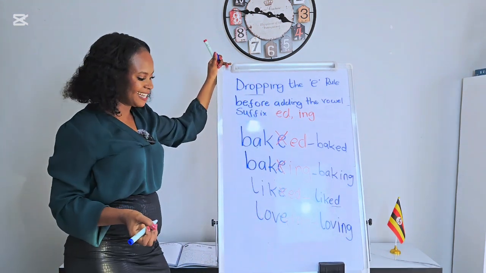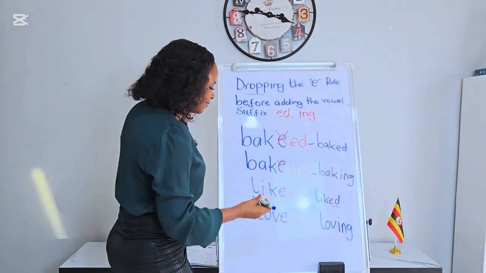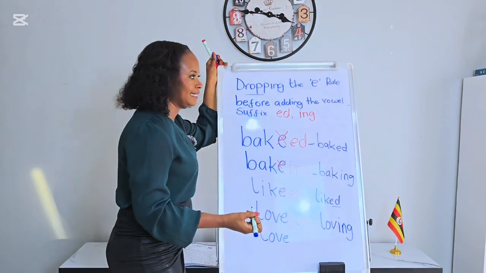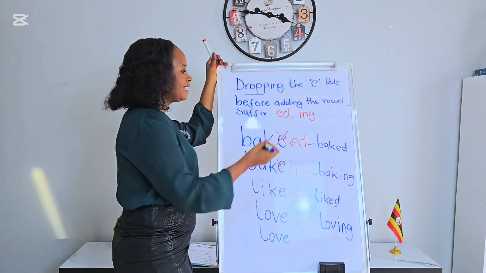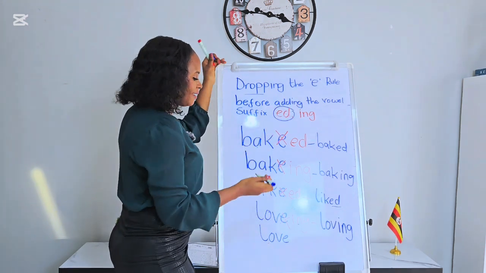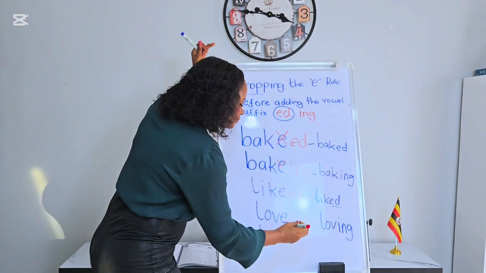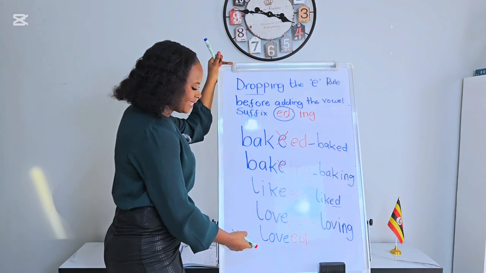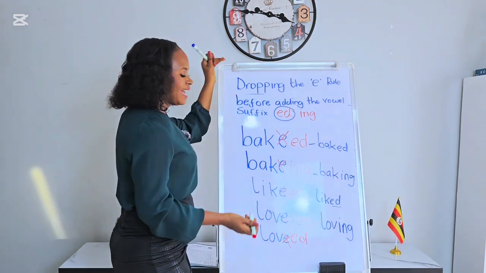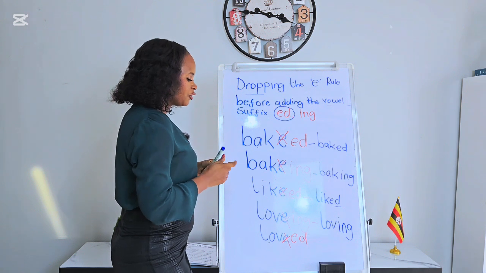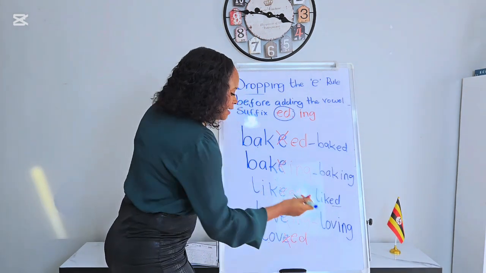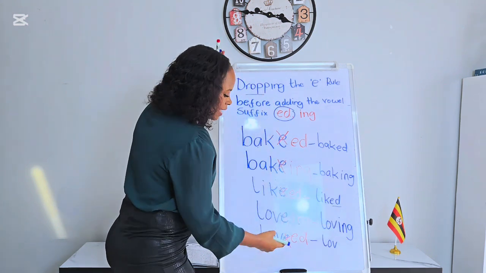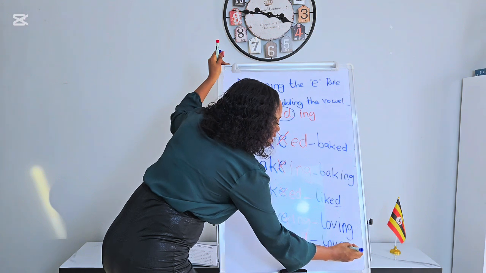Do you get it? How about the word loved? Let's go. L, O, V, D. Loved. Which vowel suffix should I add? ED. Okay, add ED. Is this a correct spelling? Why? We need to drop the E. And what will our new word look like? How should it be spelled? L, O, V. Then we drop the E and then add the suffix ED.